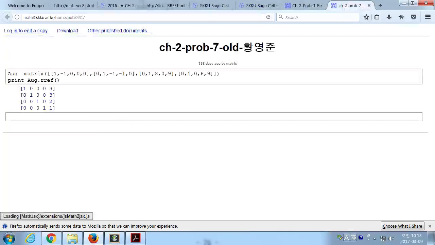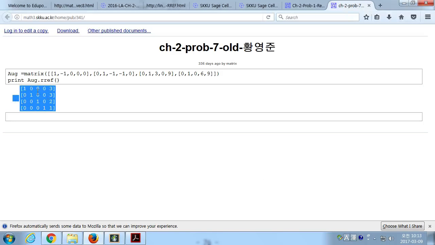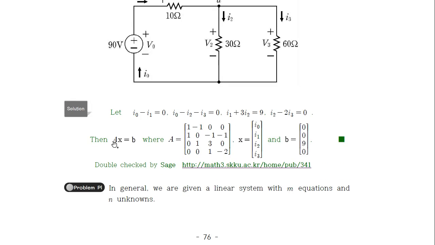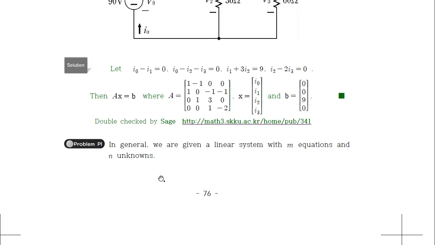Solving the equation is very easy because the RREF of that is this, which means I1 is 3, I2 is equal to 3, I3 is equal to 2, I4 is equal to 1. The computation can be done easily if you build up the equation. That is called linear mathematical modeling. If you build up a system of equations, then you can always find the solutions without much difficulty from what you have learned.